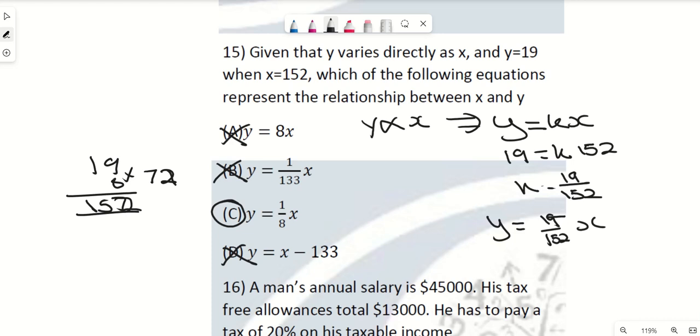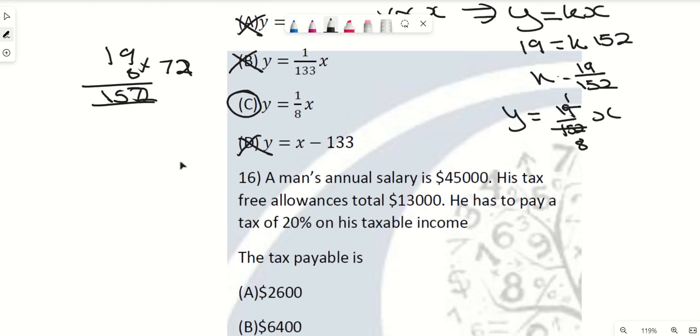152. So 19 into 19, 19 into 52 is 8, right? So you get 1 over 8x. So just these questions, although I did it like this, I had to use a process of elimination instead of taking too long to divide this or simplify it, right?